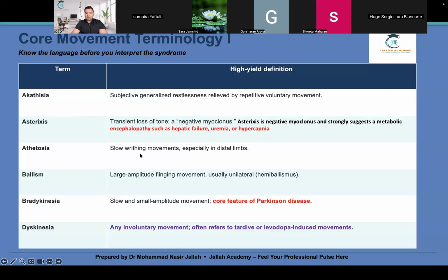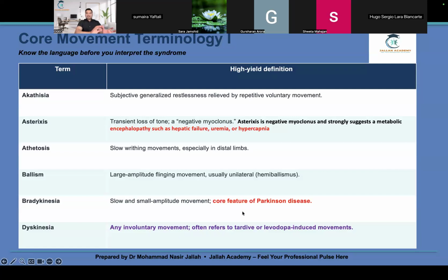Athetosis, slow rhythmic movement, especially in distal limbs. Ballism, large amplitude flinging movement, usually unilateral, or hemiballismus. Bradykinesia, slow and small amplitude movement, core feature of Parkinsonism.